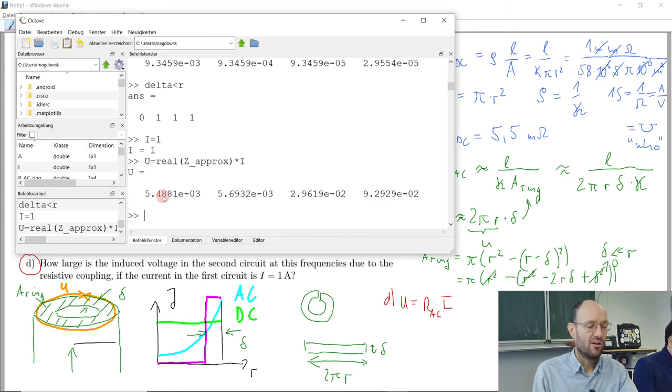And we can see, okay, for low frequencies, it's just 5 millivolts. And then it's increasing a little bit. Then we already have slightly less than 30 millivolts, and then at 5 megahertz, we already have 90 millivolts, and this would go up. So the higher the frequency, the more resistance due to the skin effect, and the more voltage noise, induced voltage due to this conductive coupling, resistive coupling, galvanic coupling, ohmic coupling, impedance coupling, however you would call this.